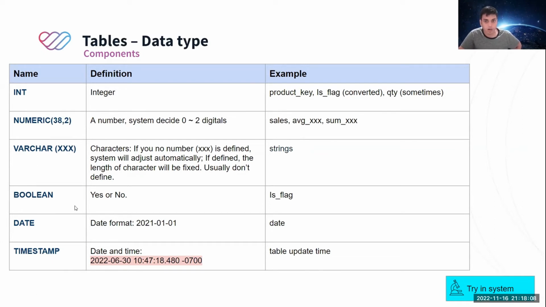Boolean, yes and no. I'm hoping everybody would know what that is. Date, again, very straightforward. Timestamp is very straightforward.